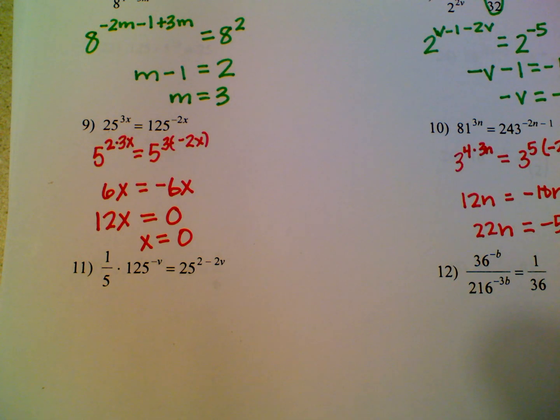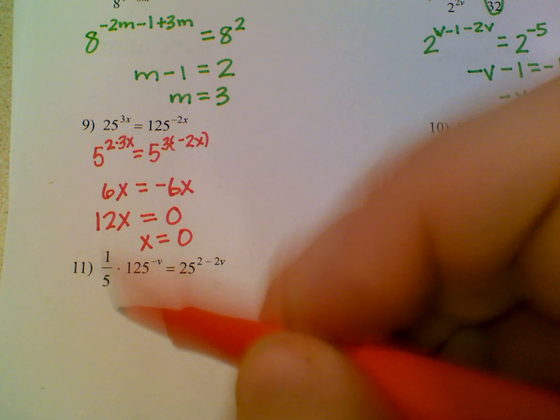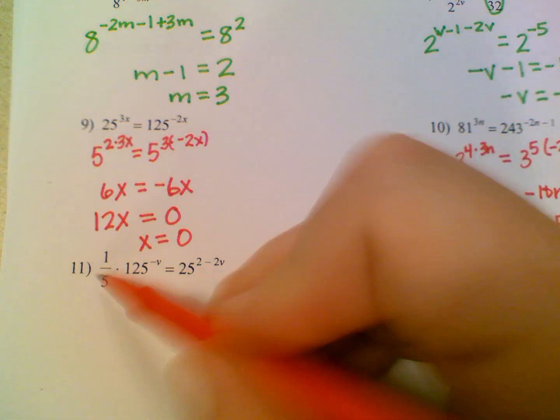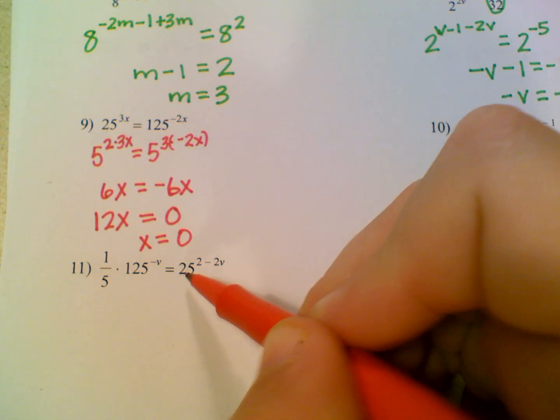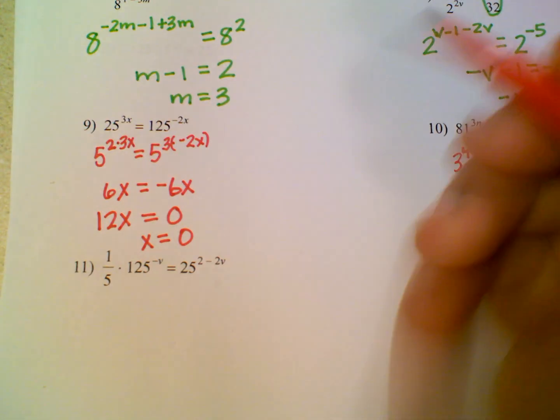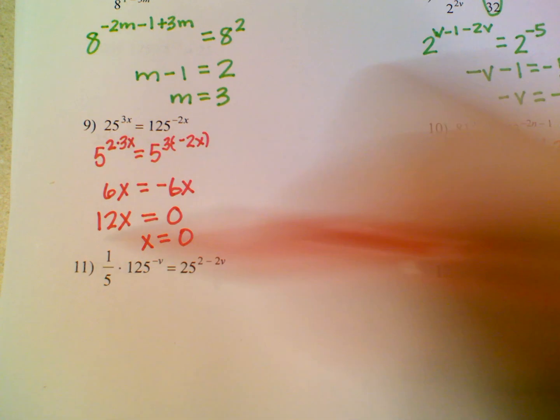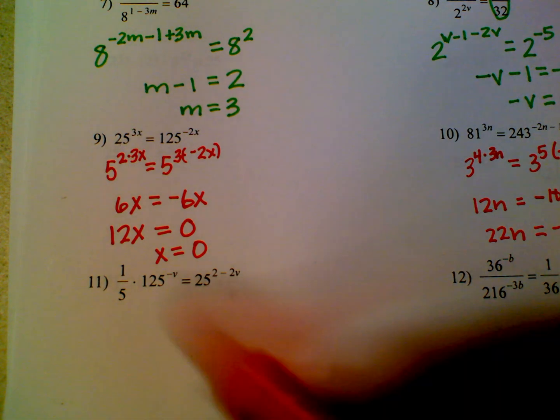And so the strategy is still the same. You want to turn it into a base equal to another base, and then that way you can go ahead and set their exponents equal to each other. So we have some manipulating to do here. First thing that I'm thinking is that maybe a base of 5 would be good for all of these. Even this one, the 1/5, you want to change it to a base of 5.